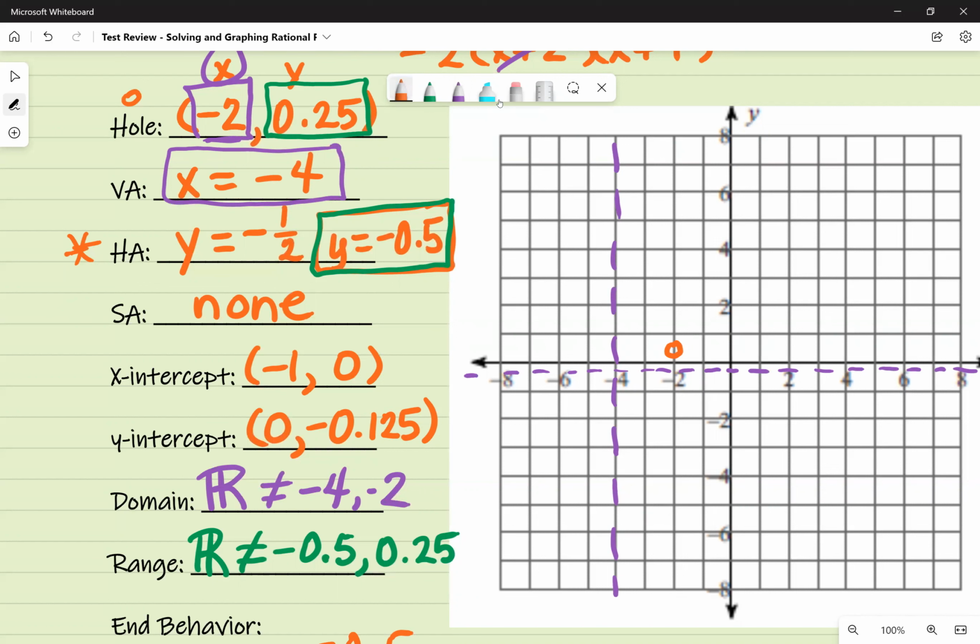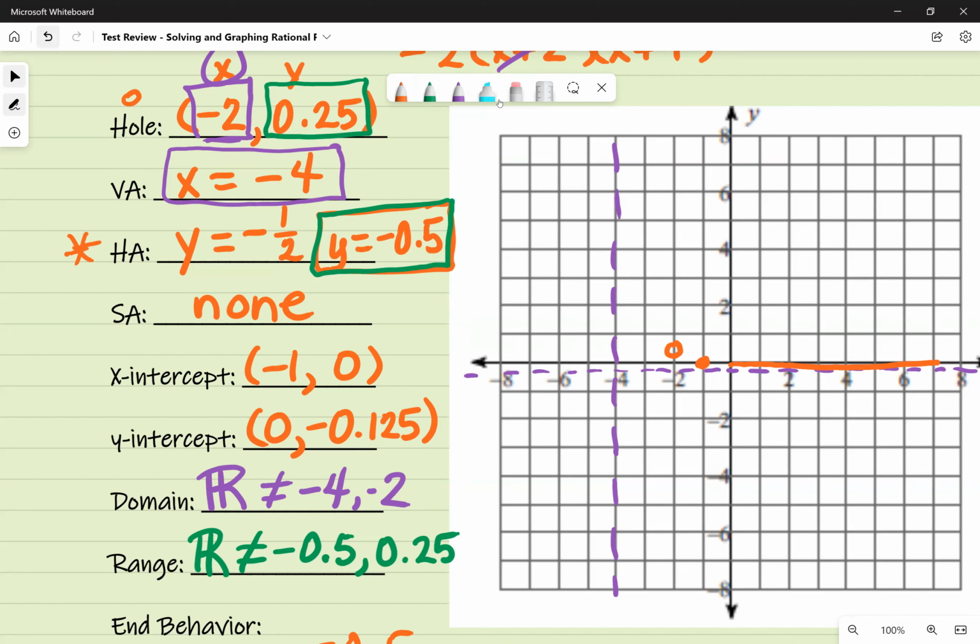So either it's going left and right or it's going up and down vertically. So far I have my hole, my vertical asymptote, my horizontal asymptote. Now let's do our x-intercept, which is -1 and 0. So on the x-axis, it's -1, and then it doesn't go up or down. My y-intercept is where x is 0, and then y is -0.125. So it's like right there. It just depends how you did your asymptote. And now I can try to connect my graph as best as I can. I'm trying not to touch the asymptote. I'm just getting close to it. And like I said, it's not going to be pretty.